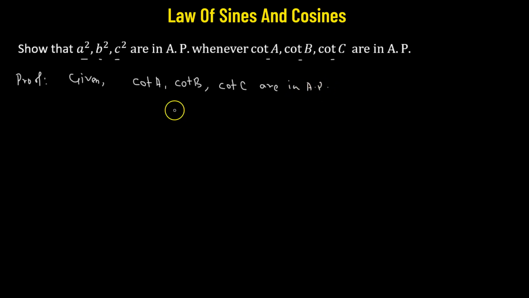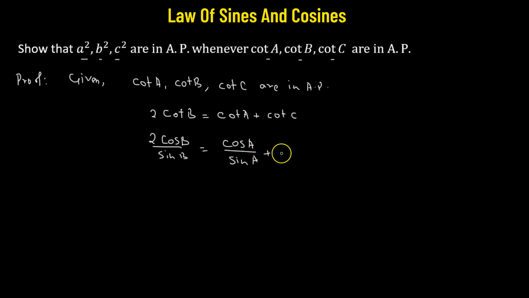Now since they are in arithmetic progression, it's clear that 2 times the middle term, which is cotangent of b, must be equal to the sum of the first term and the third term. Now we will convert cotangent to the ratio of cosine and sine. So we have 2 times cosine of b over sine of b equals cotangent of a, which is the ratio of cosine of a to sine of a, plus cotangent of c, that is cosine of c to sine of c.